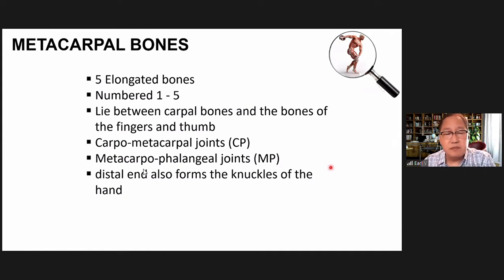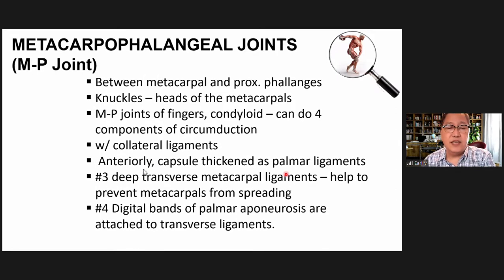So metacarpal bones, there are five. They lie between the carpal bones and the bones of the fingers and thumb. And there is such a thing as the carpometacarpal joints between the metacarpals and carpals. The metacarpophalangeal joints, the MP joints, join the metacarpals to the proximal phalanges. The distal end of these metacarpal bones forms the knuckles of the hand. As I've said, it forms the knuckles because it has the heads of the metacarpals.